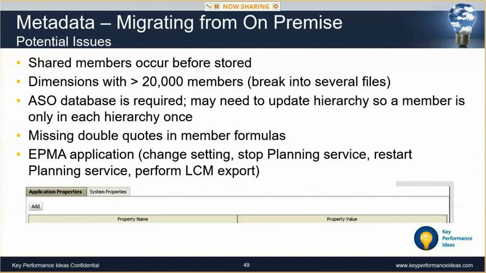With the cloud for planning and PBCS and EPBCS, it's required that you create an ASO database as part of the setup. You don't have to necessarily use it, but the structure needs to be in place. So because of that, you may need to update your hierarchy somewhat. For example, with ASO, a member can occur in each hierarchy only once. So you may need to move some things around to accommodate that restriction.